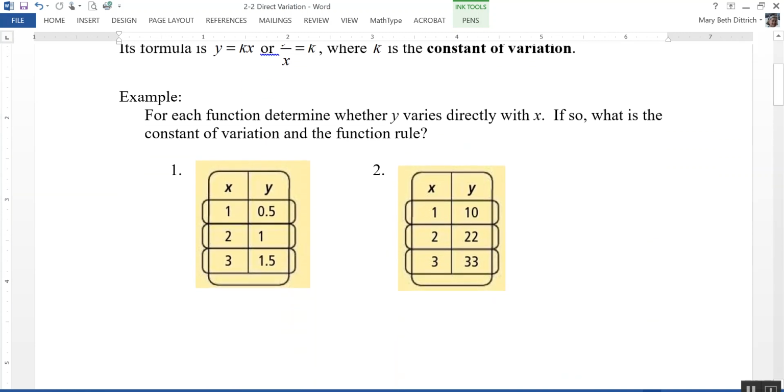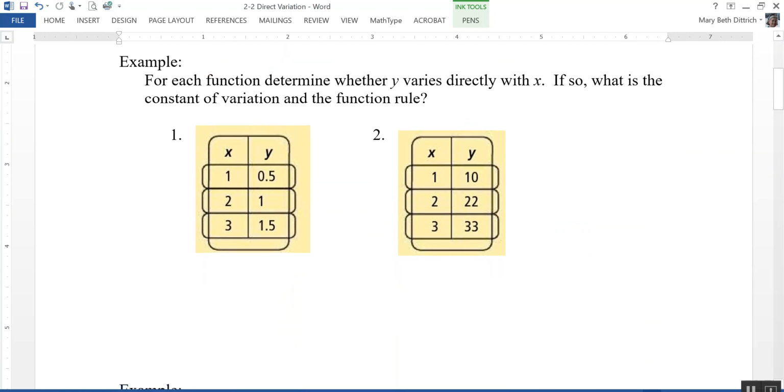Let's take a look at an example here. For each function, determine whether y varies directly with x. If so, what is the constant of variation and what is the function rule? For this first table, I have 1 and 0.5, 2 and 1, 3 and 1.5. What I need to do is see, is y over x a constant value? So is 0.5 over 1 equal to 1 over 2 equal to 1.5 over 3?